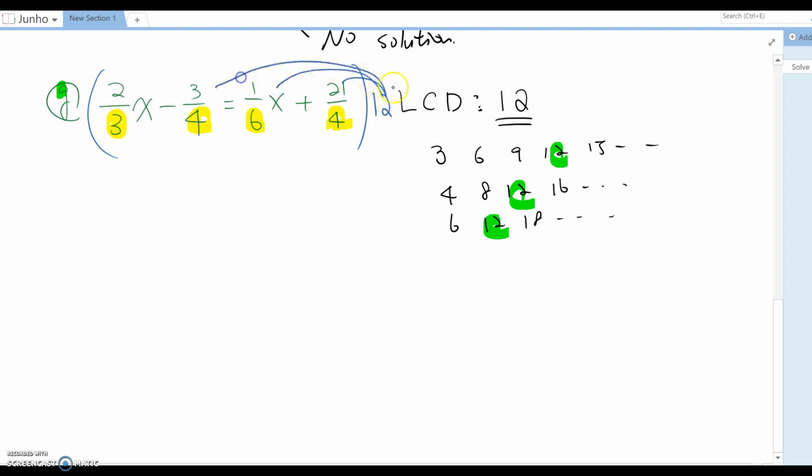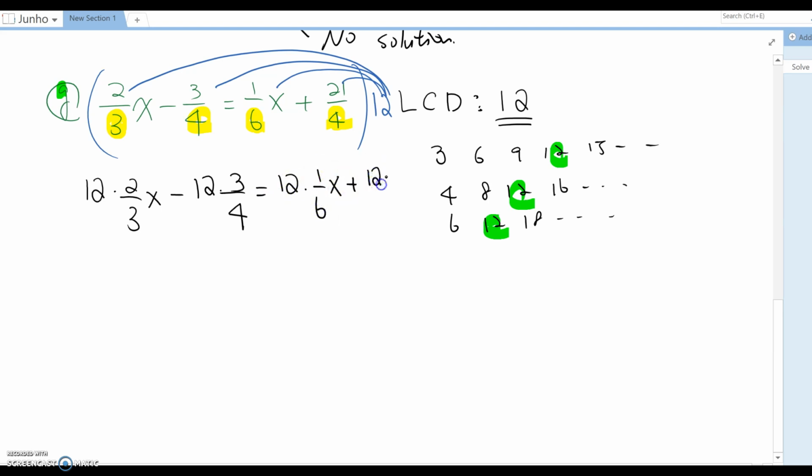Which means it looks like the distributive property again. So you multiply each term here. Then this is going to be 12 times 2 over 3x minus 12 times 3 over 4 equal to 12 times 1 over 6x plus 12 times 21 over 4. Before we calculate, we want to simplify the multiplying number with each denominator. So 3 and 12 become 4, 4 and 12 become 3, 6 and 12 become 2, 4 and 12 become 3 again.